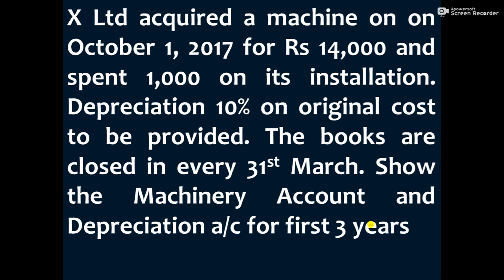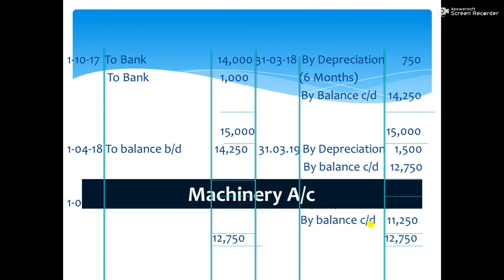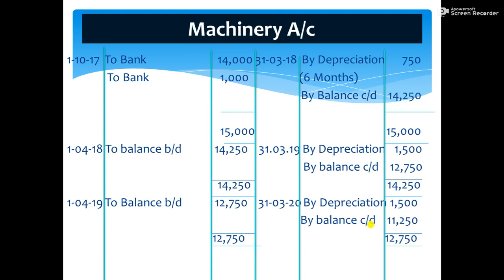The asset was purchased on October 1, 2017. The company follows the April to March financial year. The machine was purchased on October 1, 2017, and therefore in the first year, the 2017-18 financial year, the asset is eligible only for 6 months depreciation. That is October, November, December, January, February, March. 6 months depreciation for the first year.